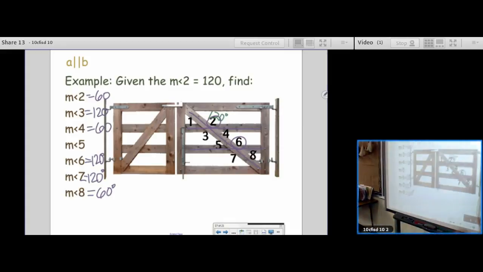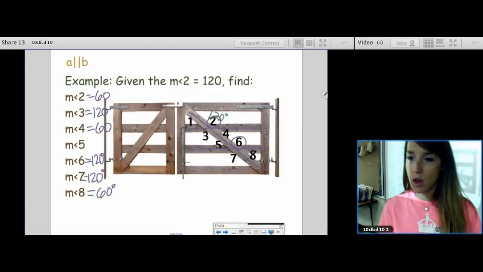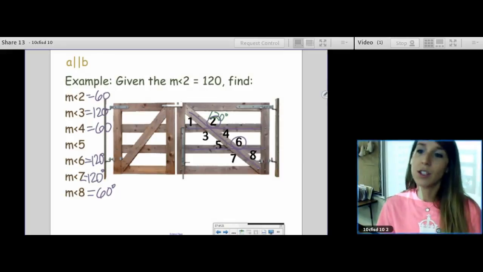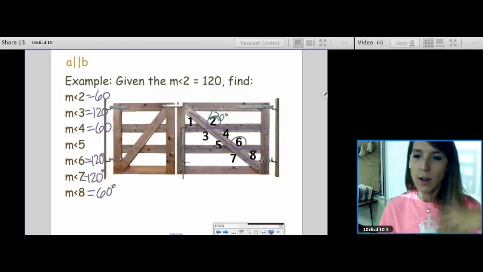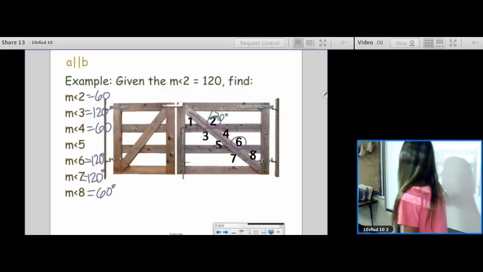2 and 5 do not have a vocab word. There is no vocab word for 2 and 5. So you could just use like 3 and 5 as an example. 3 and 5, same side interior. They're supplementary. The 5 is 6.